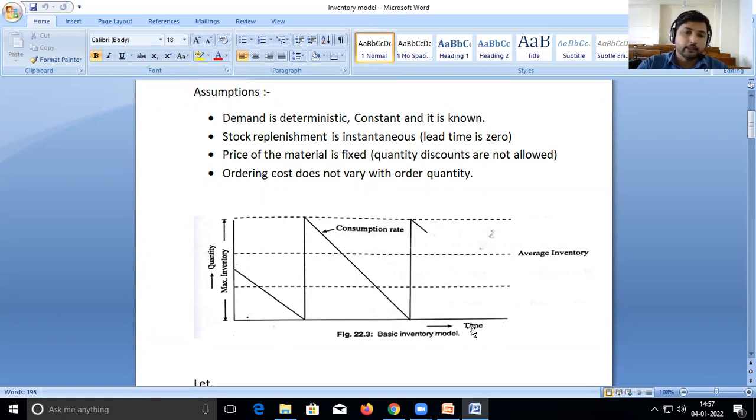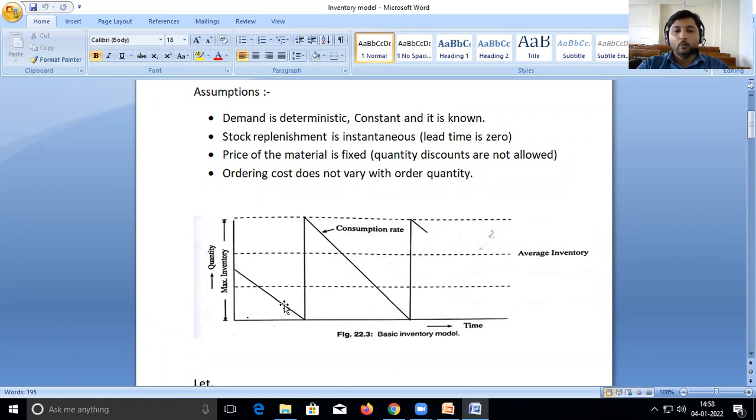Now this zigzag line showcases the consumption rate. Whatever inventory you have maintained is continuously consumed by the production department, or by whichever person or machine is consuming that material for production purposes. Due to that consumption, the stock level or inventory level goes on decreasing.